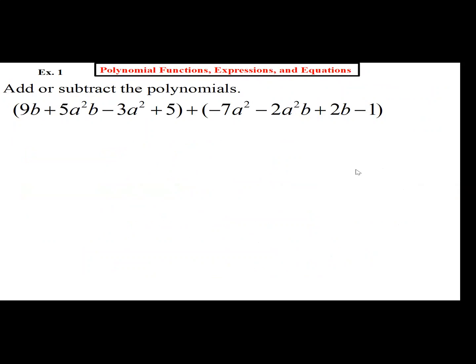Example number 1, copy this, please. Add or subtract polynomials. The first one, parentheses, 9b plus 5a squared b minus 3a squared plus 5, close parentheses, plus parentheses, negative 7a squared minus 2a squared b plus 2b minus 1, close parentheses.